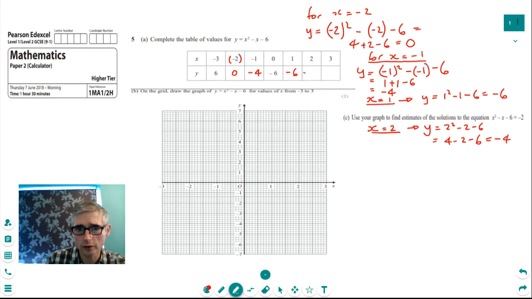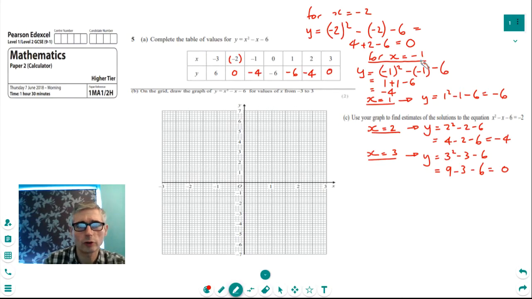Finally, we're going to look at x is equal to 3. That's going to give us y is 3 squared minus 3 minus 6. And that's going to give us 9 minus 3 minus 6, which is 0. That's the value that will go there.